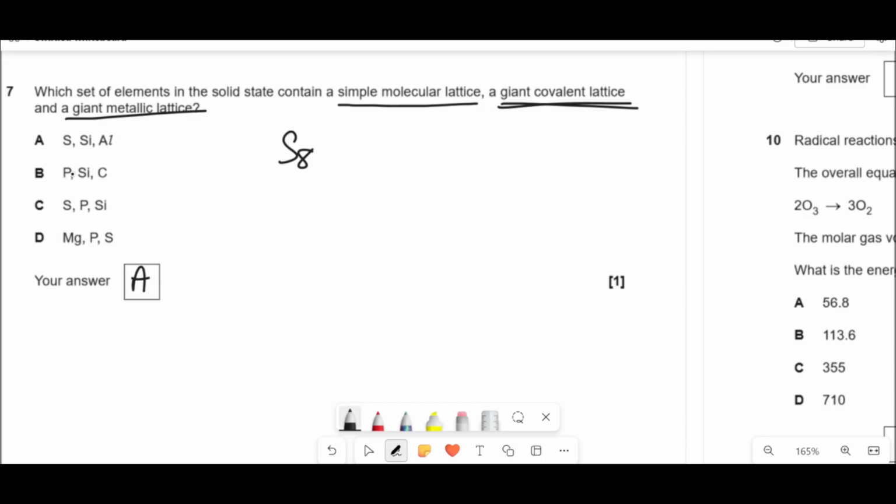Immediately. There you go. Because if we look here, that's a simple molecule. Yes, that's a giant covalent lattice, but that's not metal. That's a simple molecule. That's a simple molecule. That's a giant covalent lattice. That's a metal. That's a simple molecule. That's a simple molecule. So therefore, it has to be 7A.